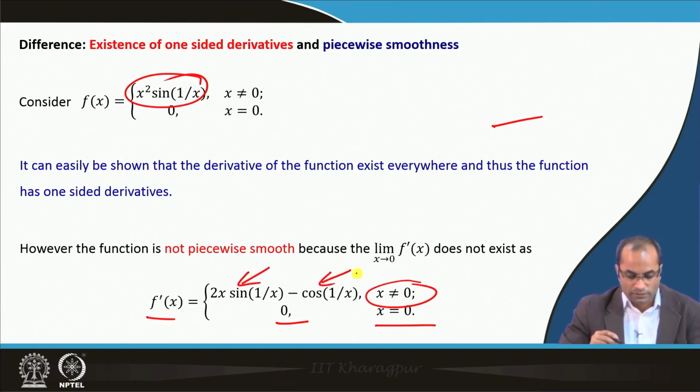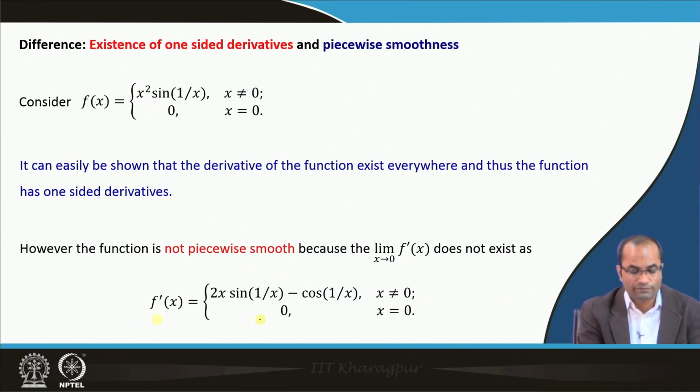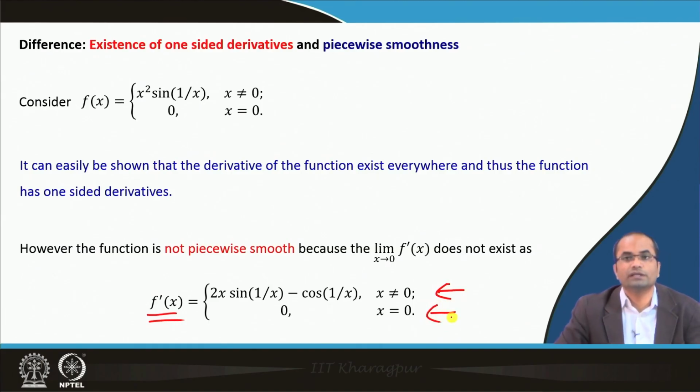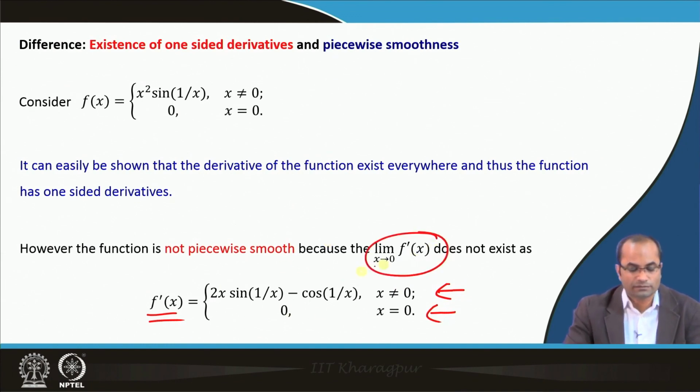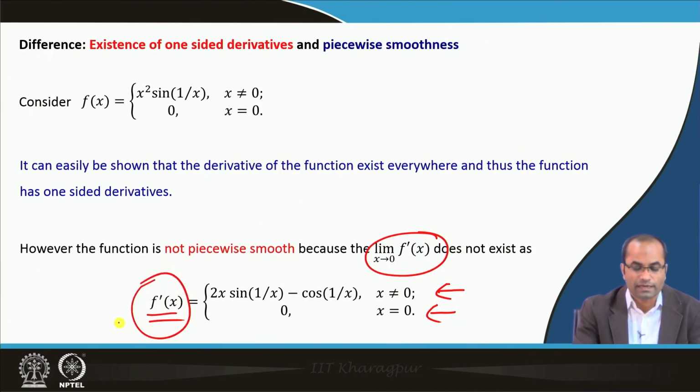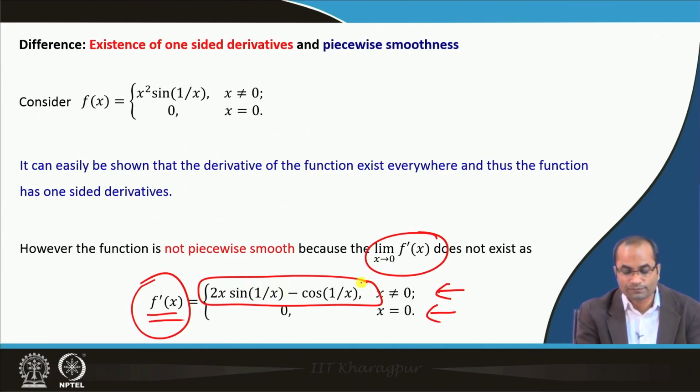So, we got the derivative everywhere: f prime x when x is not equal to 0 is given by this, and when x equal to 0 it is just 0. In this case the limit does not exist when we consider the limit of this function as x approaches 0. This term will go to 0 plus, and cos 1 over x does not exist.